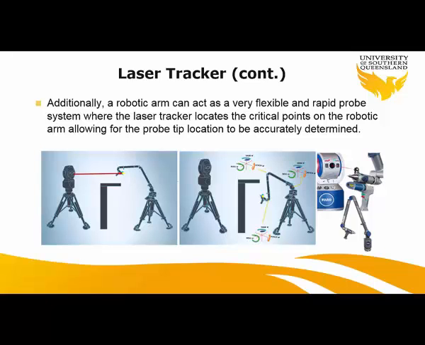We also can use a robotic arm as a flexible and rapid probe to measure the points which are not in the direct line of sight or difficult to access. So this is the example. You can see it because the robotic arm can rotate in different axes, so you might need to get the rotation of the axis at each of these points to be able to get the coordinates of the point at a probe tip.